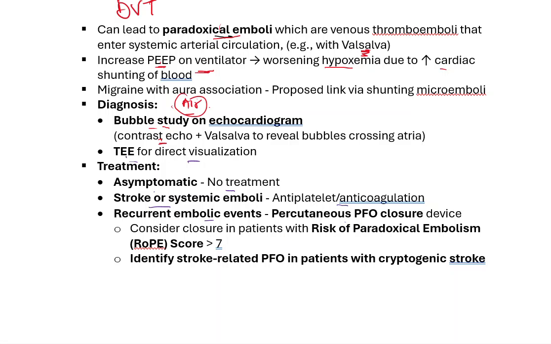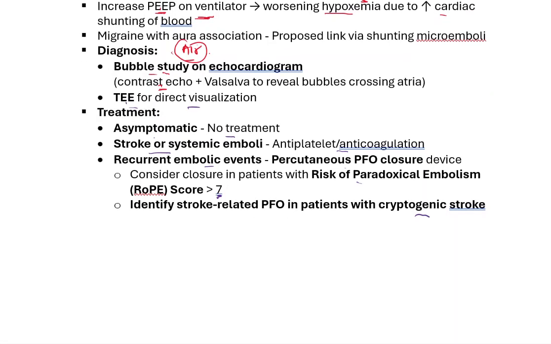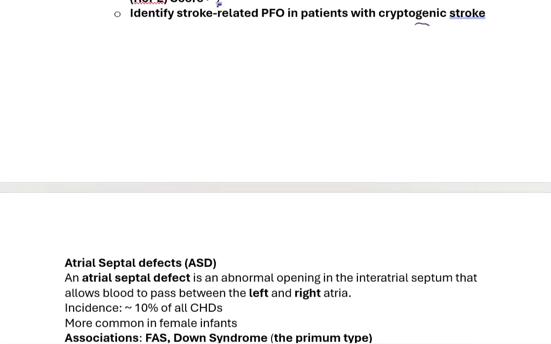One of the scores you can use to determine if they need closure is the ROPE score, which is the risk of paradoxical embolization score. If they have more than 7 on that score, then they will benefit from closure, especially somebody who has a cryptogenic stroke. Cryptogenic stroke is basically stroke in a patient who has no risk factor. You can't find what's causing their ischemic stroke. So that's patent foramen ovale.